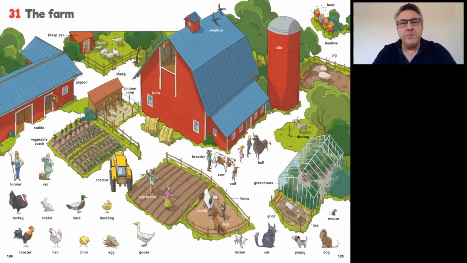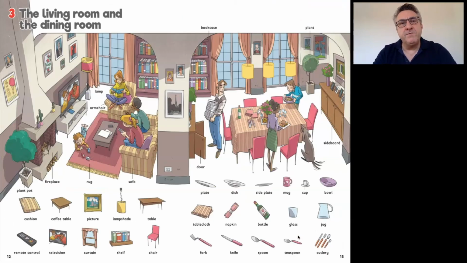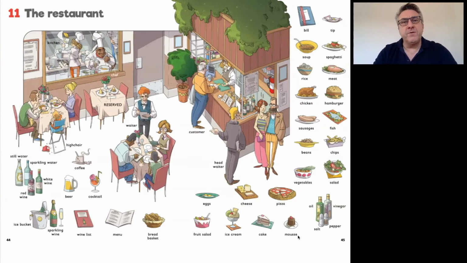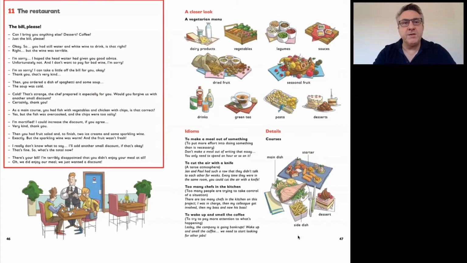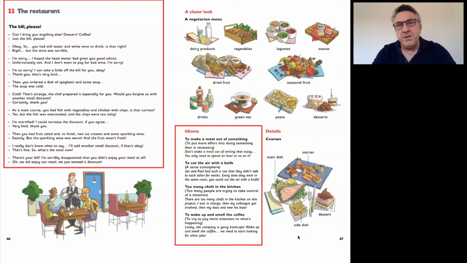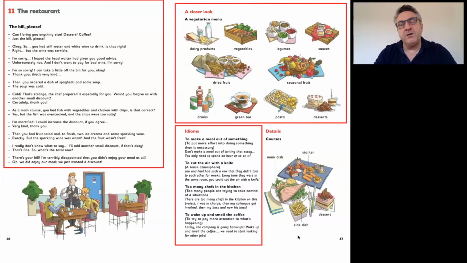Here we have the farm, all the animals there. And this is very typical of the dictionary. And when you look at something like the restaurant here, every double page spread like this is always followed by a page like this. There is always a dialogue, so the students can actually see and listen to a dialogue in the context of the topic. There's also a collection of idioms related to the topic. There's some nice ones there to do with eating. Really nice everyday language there, and some further detail on the topic vocabulary.